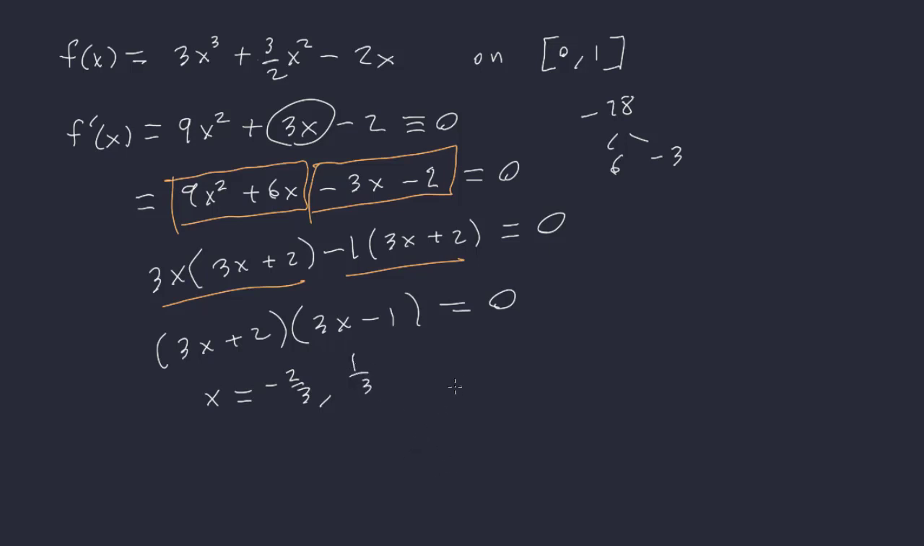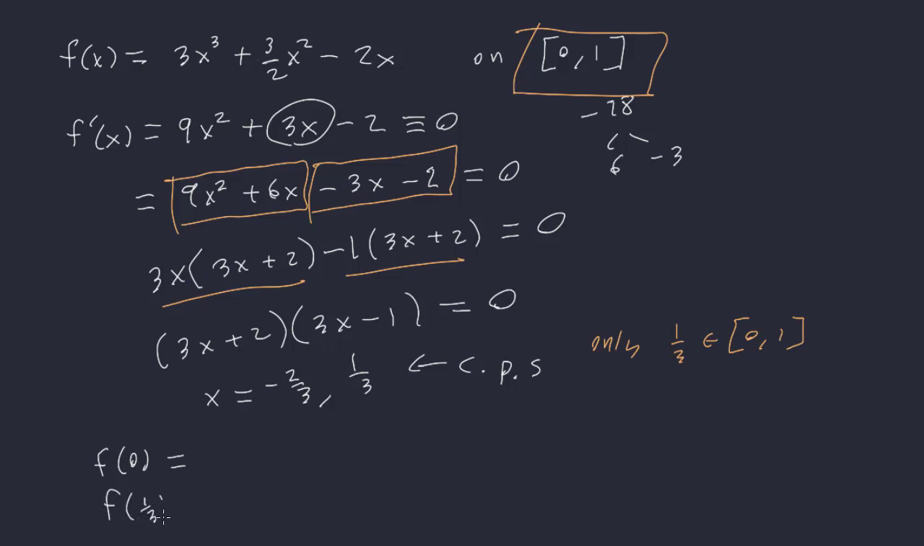Okay, now here's where we have to be careful. Right, these are the critical points. However, we are restricted to this domain 0 to 1. So only 1/3 is in 0 to 1. Right, this is the symbol to mean is in, if you haven't seen that before. All right, so from here, when we go to check all the values, we don't need to worry about this negative 2/3.